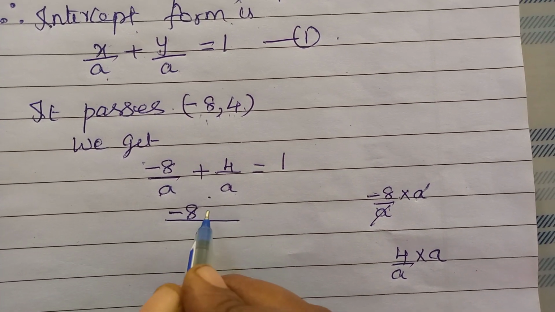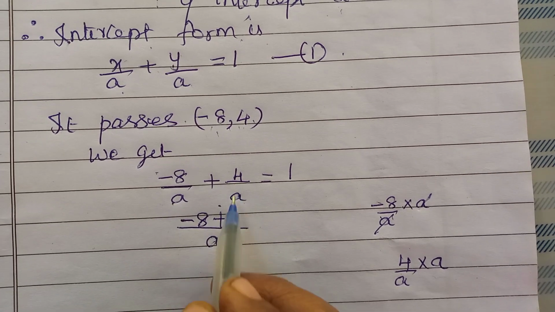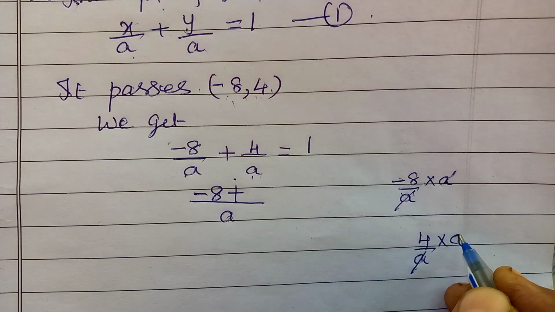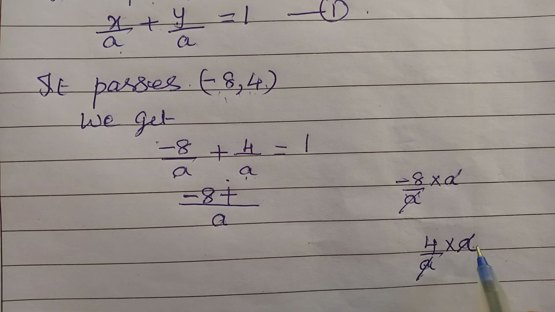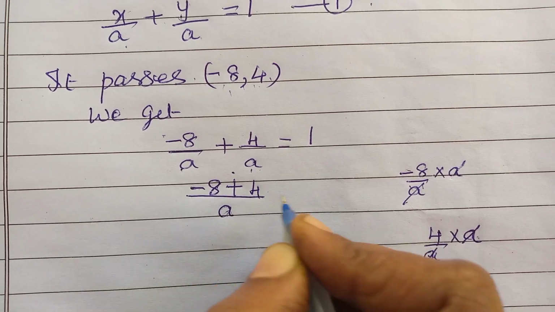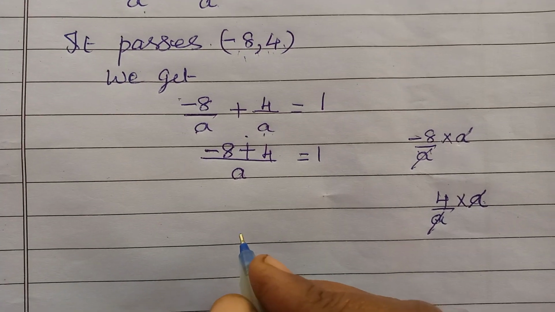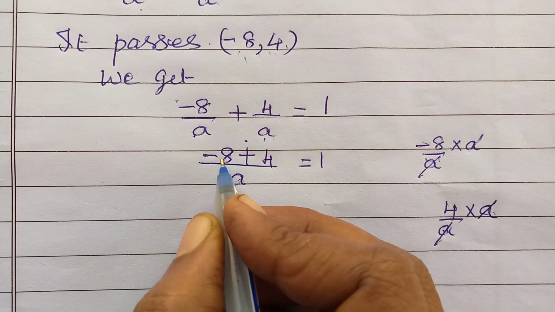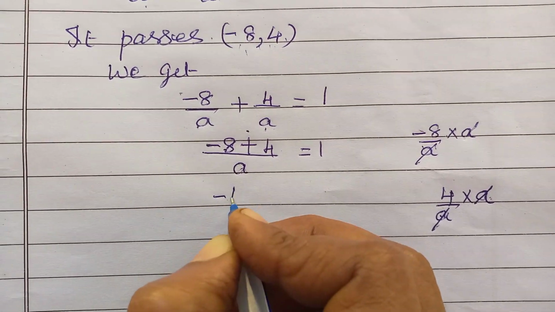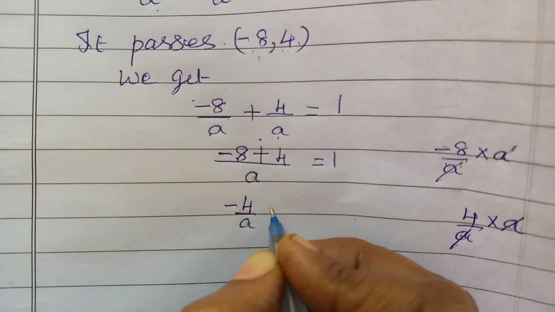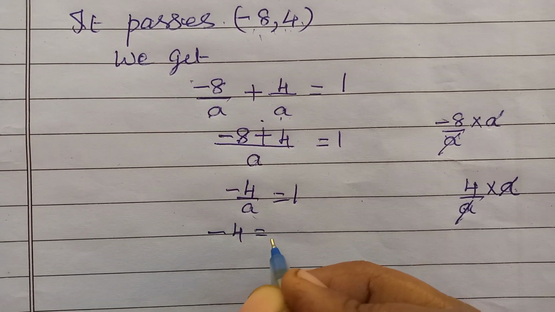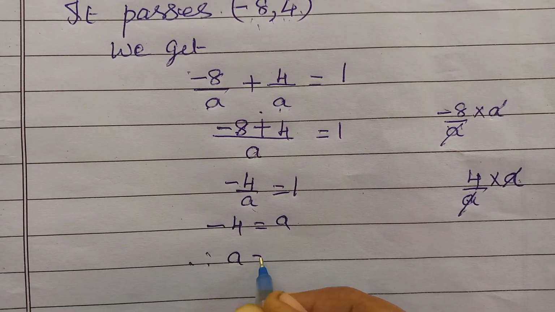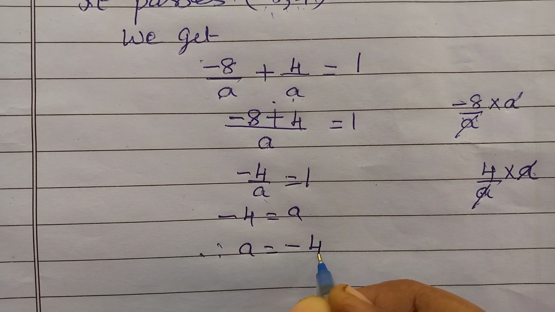Plus, then 4 by a into the LCM a. a can be cancelled, so 4 is equal to 1. From here, minus 8 plus 4 we have minus 4 by a is equal to 1. Cross multiply it, minus 4 equal to a into 1 is a. Therefore, a is equal to minus 4.